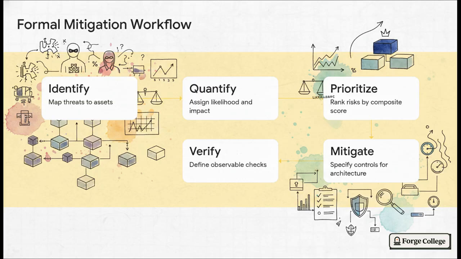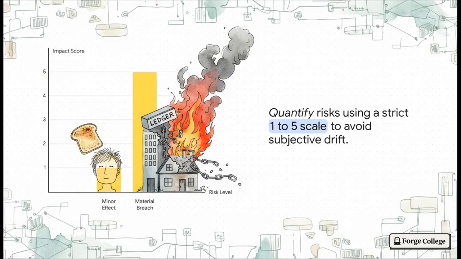Step 1, identify the threat. Step 2, quantify its likelihood and impact. Step 3, prioritize it. Step 4, mitigate. And Step 5, verify. When you quantify, you absolutely want to avoid what we call subjective drift.